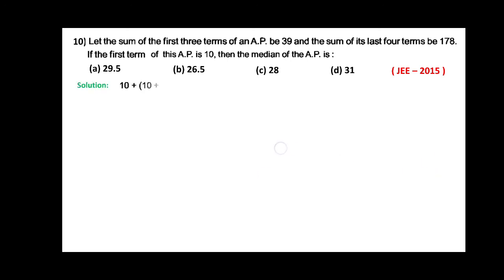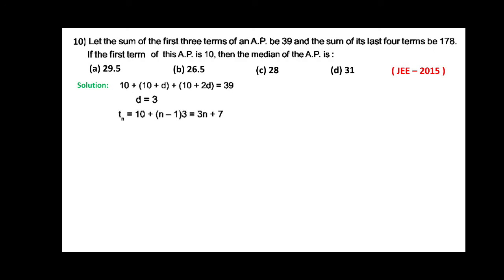Let us consider the solution. Here the given data is the sum of the first three terms. The first three terms are a, a plus d and a plus 2d. Therefore, the first term is 10 here. So 10 plus d plus 10 plus 2d is equal to 39. By simplification, we have 3d plus 30 is equal to 39. Therefore, d is equal to 3.